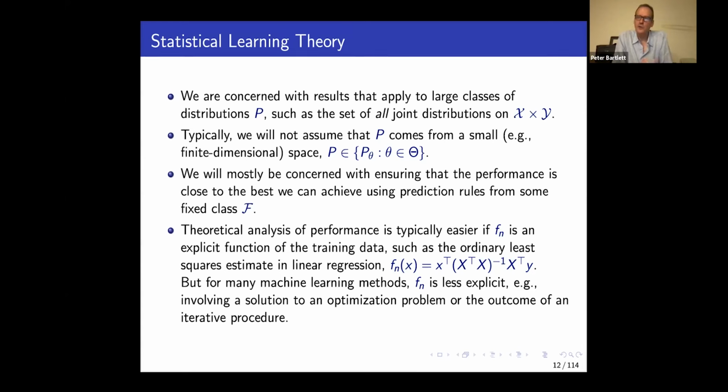But often we have to work with somehow implicit properties, right? So for instance, our Fn might be a solution to some optimization problem. Logistic regression is an example of that. Or it might be the outcome of some iterative procedure, like AdaBoost, where we're progressively using the data to improve the performance on our training sample. So in these cases we get things that implicitly depend on the training data, and we can use properties of that dependence, but we in some sense need to work a little harder.